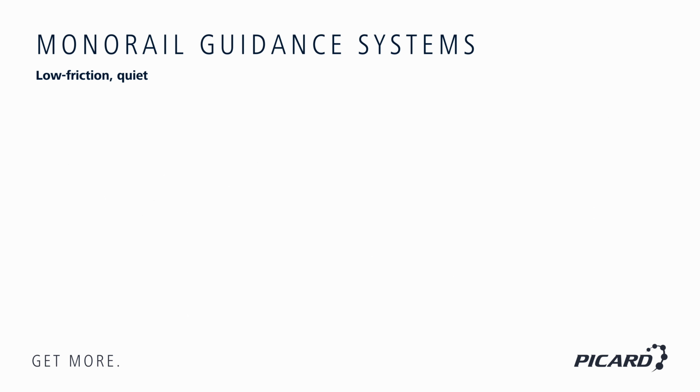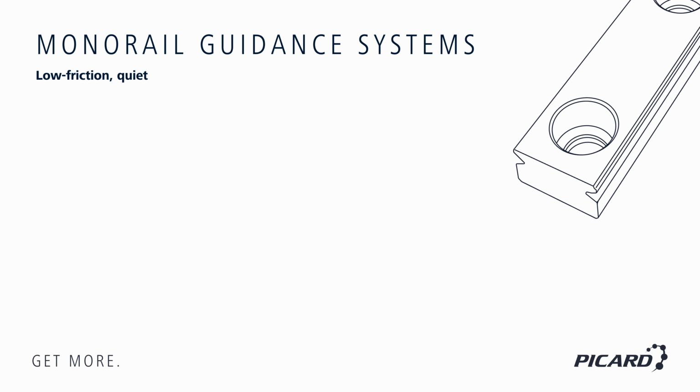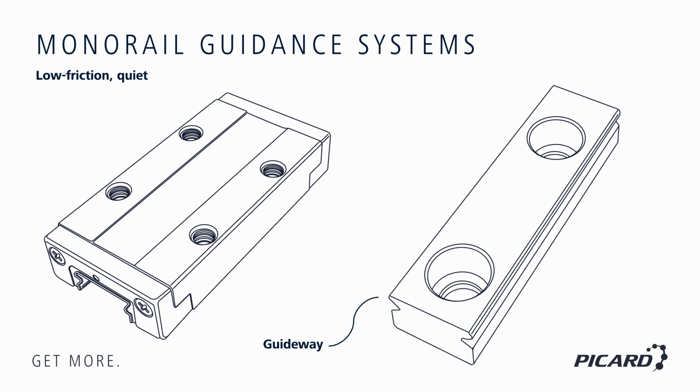Monorail guidance systems provide precise, low friction, and quiet movement. They consist of guideways and carriages, where rolling elements like balls or rollers move along the tracks. There's also a version without rolling elements, a sliding guide, which is ideal for low-maintenance applications.